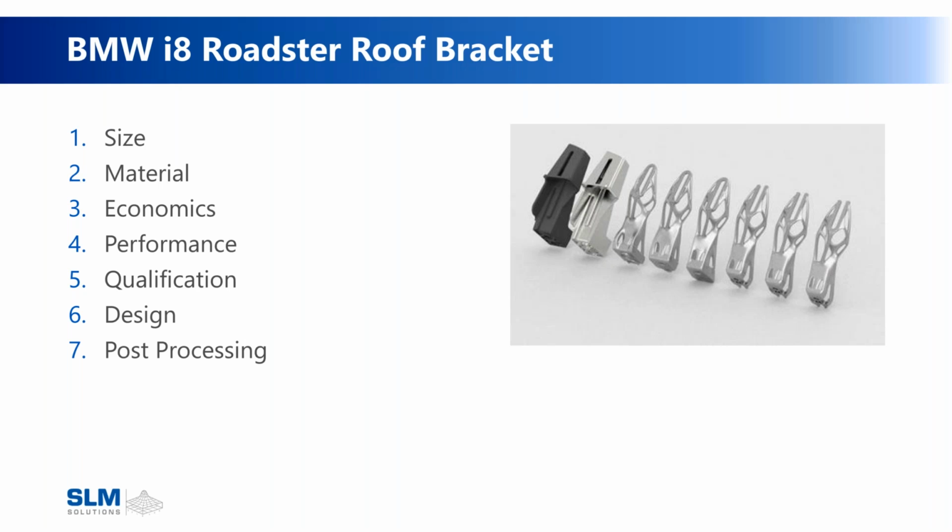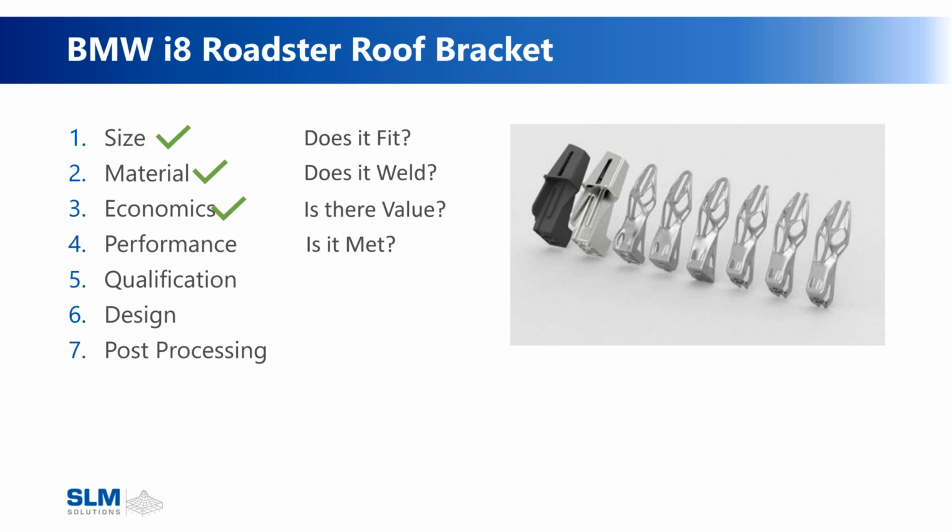And going through this, as we've gone through these 7 questions, let's ask ourselves, size. Does the part fit? Yes, they can fit over 500 on a plate. Does the material work well? It's aluminum AlSi10Mg, so the material makes sense. Is there value in the economics? It's a very expensive sports car, but also they're able to produce a lot per build, so the value is there. Is the performance met? Well, the performance is actually exceeded compared to the traditionally manufactured parts, so we're going to give that a check. Our qualifications: BMW designed, BMW built, designed for the metal additive process, check.